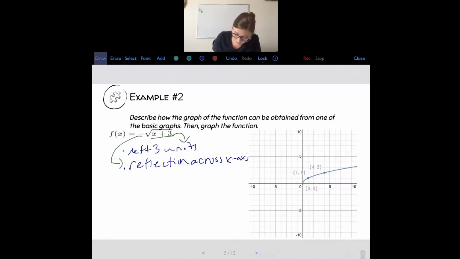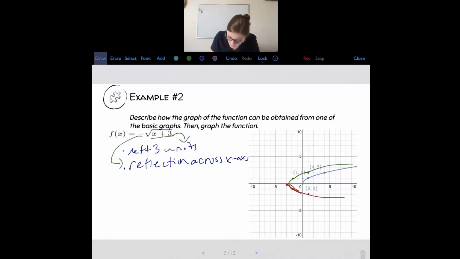First we'll go to the left 3 units, so we move every point to the left 3 units. Here's what we have, and then we reflect it. It's like folding this across the x-axis and having that green line leave an imprint. So we'll still have a point here. This will be at -2, -1 now. And this will be here.